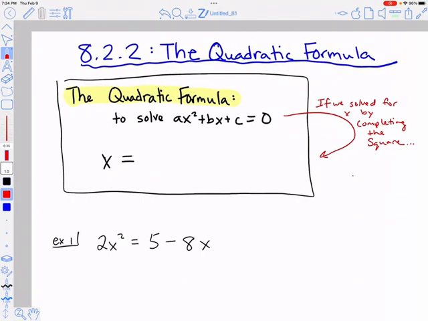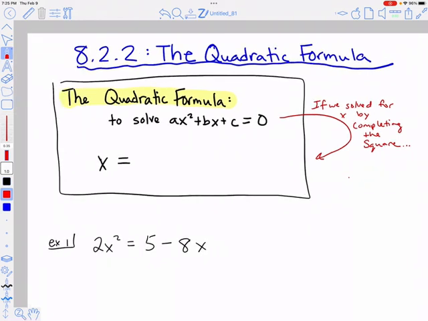All right, you guys, this is 8.2.2, the quadratic formula. This is going to be our third and last method of solving a quadratic equation. So we have covered solving by square roots, which we can do if we complete the square. And then we learned how to use the zero product property by factoring. And that's what we were practicing the last couple of days.